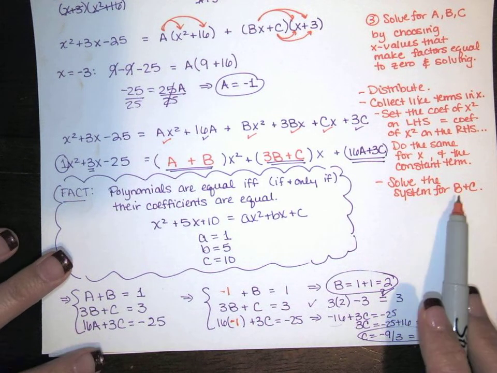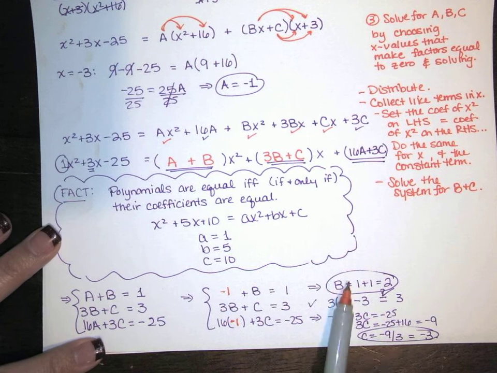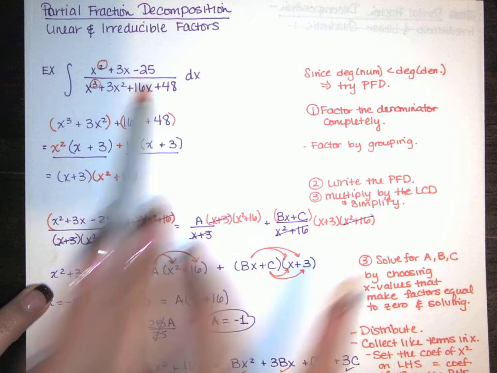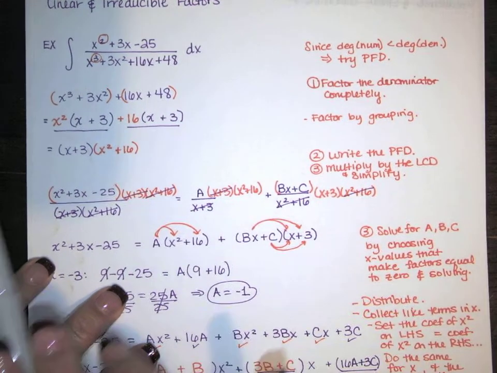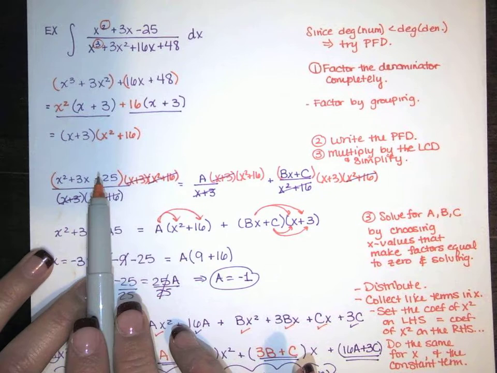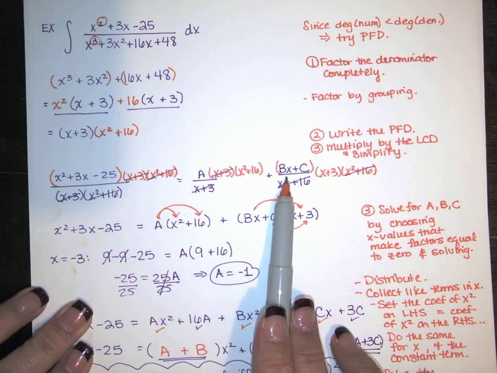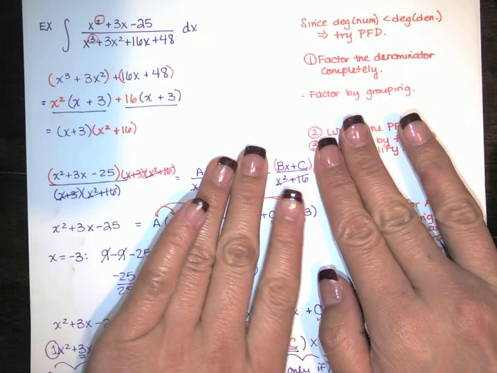Okay, so I've solved for A, B, and C. I've got A, I've got B, and I've got C. Remember why we did this. All of this was so that I could evaluate this antiderivative, this one that I started with. So I found A, B, and C. That means that this is equal to this without the LCD there.